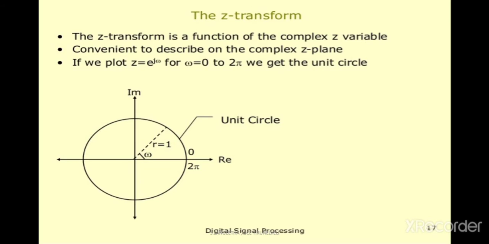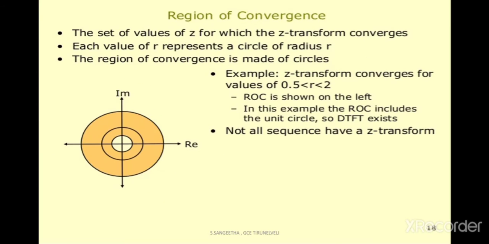Z transform is a function of a complex variable z, convenient to describe on the complex z plane. If we plot z is equal to e to the power j omega, for omega is equal to 0 to 2 pi, we get the unit circle. So this is z is equal to e power j omega. For omega from 0 to 2 pi, we are getting the unit circle. So this is for plotting the real and imaginary axes.